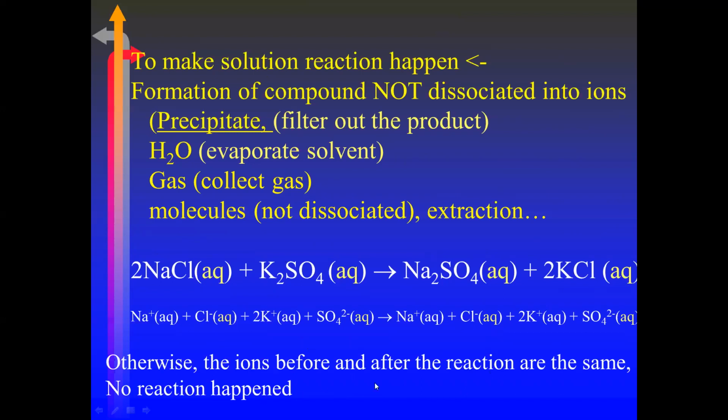No reaction happened. So in the future, in the exam, we may test you. We give you two reactants and ask you, will some reaction take place or not? If none of these four types of things happen, there is no reaction. For a reaction to happen, you must have at least one of these products involved.